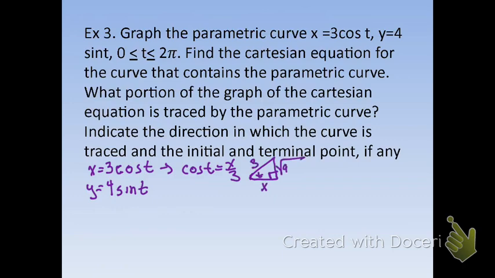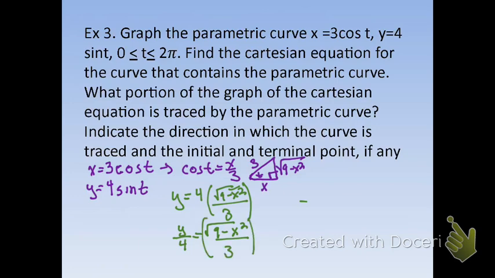That makes this side 9 minus x squared by the Pythagorean Theorem. So we can go here. Let me change my color so we can distinguish between what I'm writing. y equals 4 sine, opposite, square root of 9 minus x squared over 3. Okay, so I started by moving the 4 to the other side, so I got y divided by 4 equals the square root of 9 minus x squared over 3.